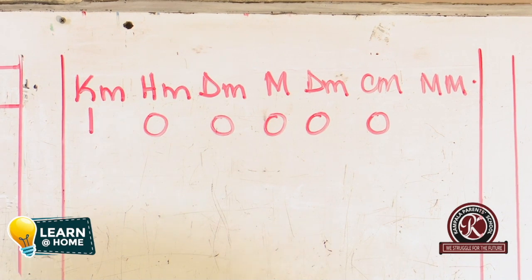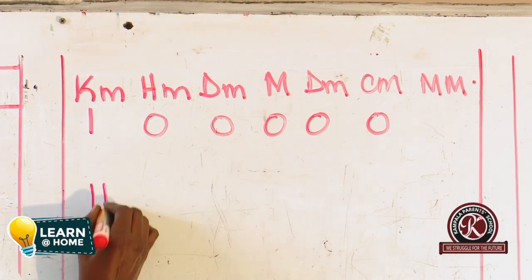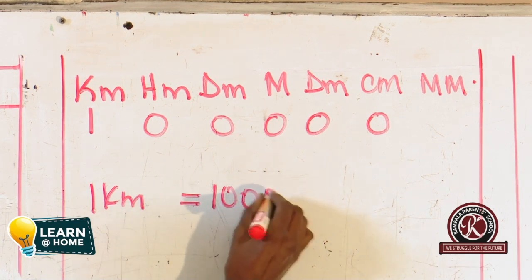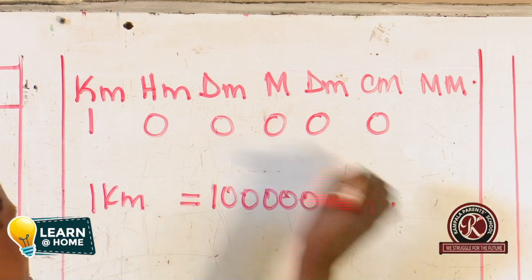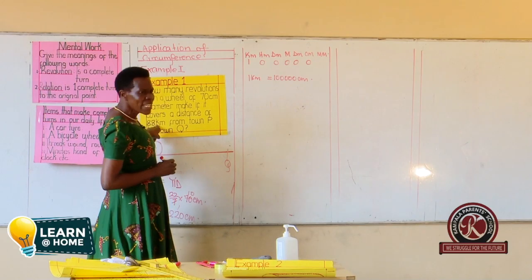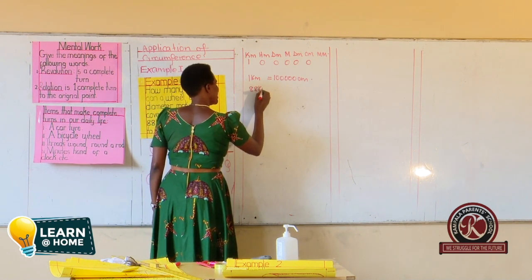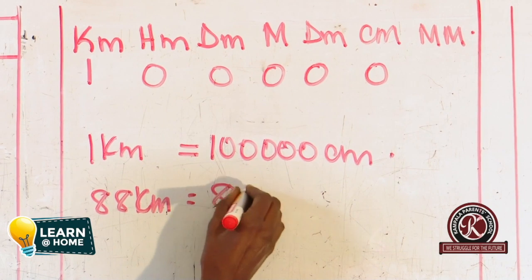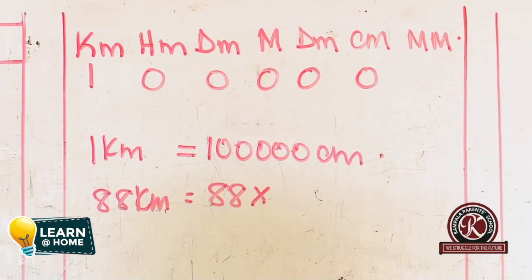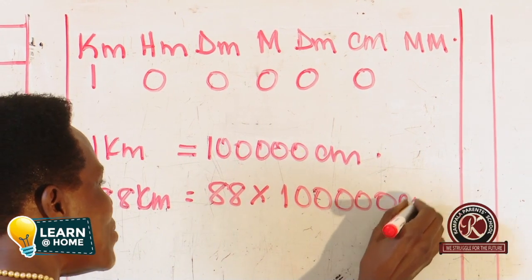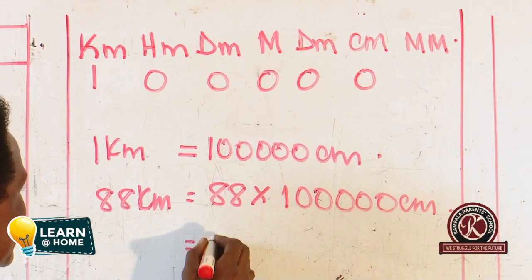Who can read for me this word? Good, Sarah. So we have here 1 kilometer equals 100,000 centimeters. Now, what of 88 kilometers? So we say 88 kilometers will give us 88 times 100,000 centimeters. What do we get here?